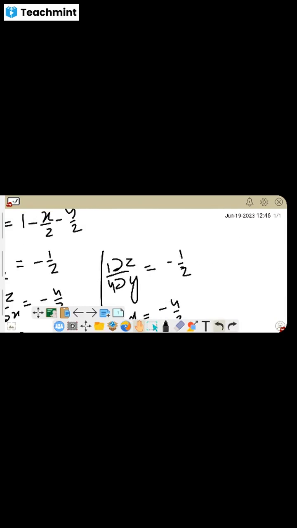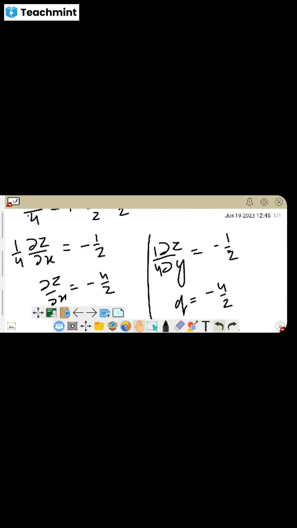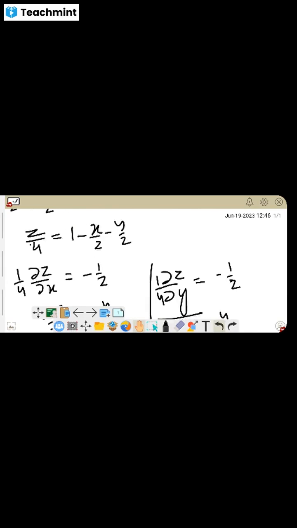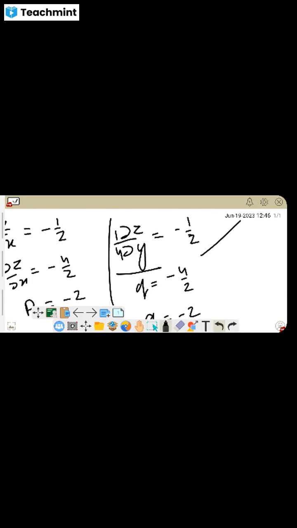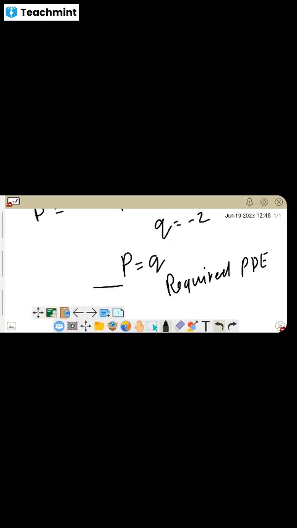And similarly, when we differentiate with respect to y, then we have minus 1 by 4 on the left side because we have z by 4, and on the right side minus 1 by 2, and both p and q have the same value. It means p is equal to q, which is the required PDE.